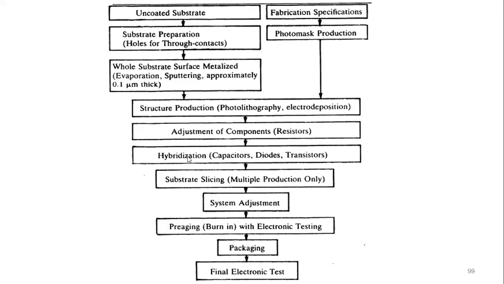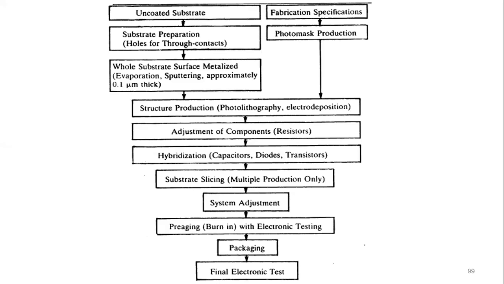Then hybridization, whatever the external components, how you can put them here. Here in the hybridization, capacitor is also mentioned. In the circuit, the capacitor values are sometimes limited. So if a high voltage capacitor is required, that can also be externally hybridized. Then the other process, then the system adjustment is done, and packaging and the final testing. So this is the block diagram we are going to understand right now.